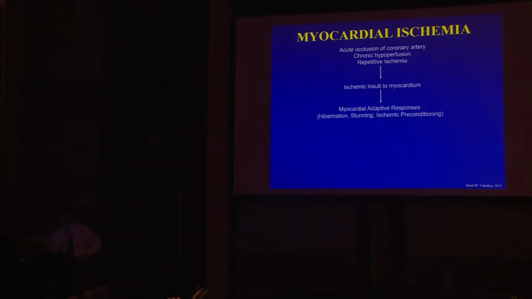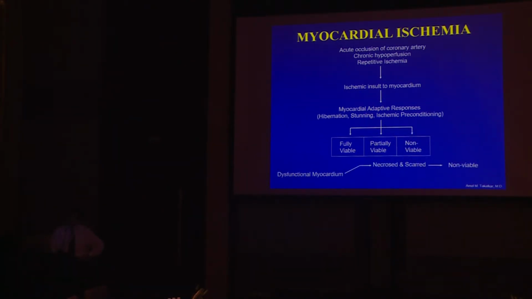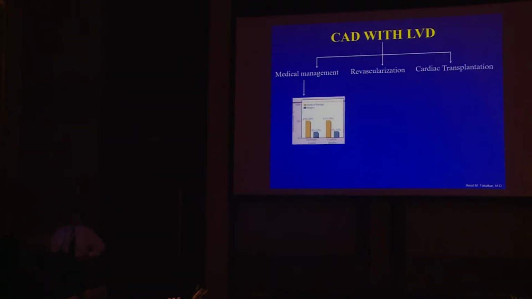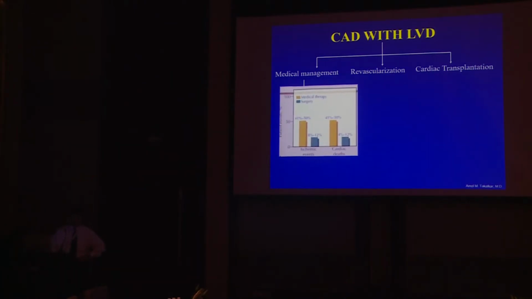These are just schematics of what happens with coronary artery disease in the chronic setting, and you can have an array of findings where the myocardium could either be necrosed and scarred, which is non-viable, or stunned or hibernating and viable. And there are lots of studies showing that patients do best with revascularization or surgery in spite of the advances in medical management.